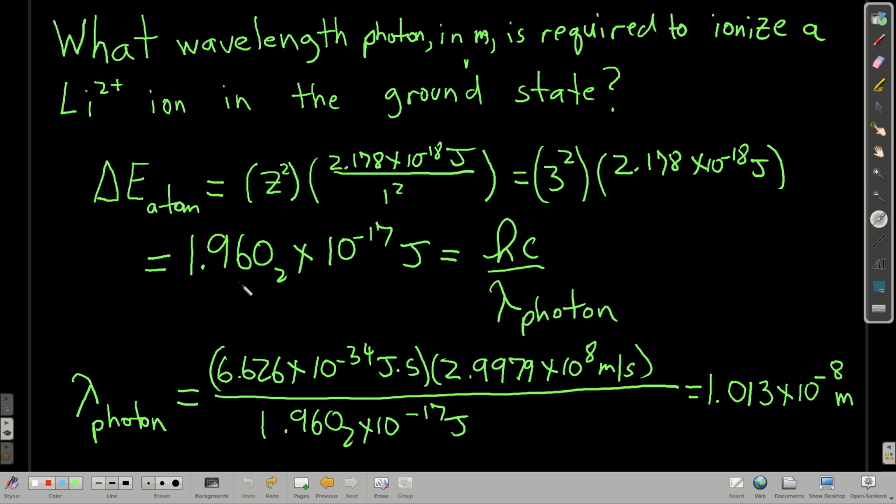Plug it in, and we get this many joules. Once more, solve for the wavelength of the photon, hc over lambda. Cross multiply, and we get 1.013 times 10 to the minus 8 meters.